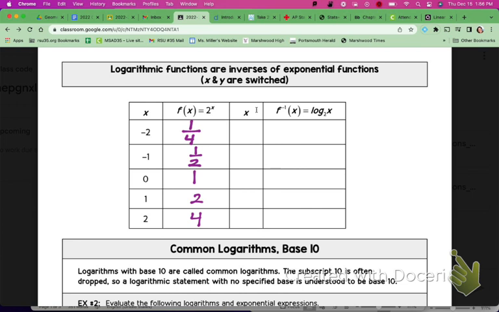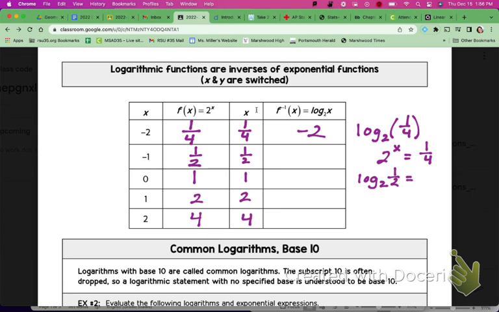Now if I make these my new x values, so 1/4, 1/2, 1, 2, 4, for the inverse, what should happen to all my outputs? They should go back to my original inputs, right? So log base 2 of 1/4 means I have to think, 2 to what power gets me 1/4? Well, 2 to the negative 2 gets me 1/4. Log base 2 of 1/2: 2 to what power is 1/2? Negative 1. 2 to what power is 1? 0. 2 to what power is 2? 1. 2 to what power is 4? 2.